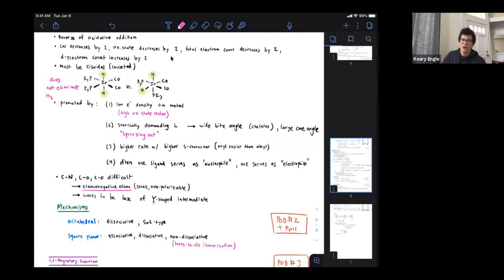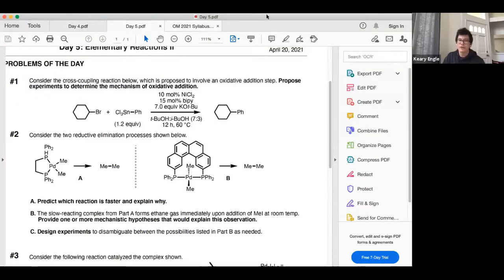Okay, so you have this poll, and the poll is to ask, in our problem of the day, whether A or B is going to undergo reductive elimination faster. Hopefully everyone can see this. Oh, there's a typo. There should be PH2. Sorry about that. Is everyone able to see these two structures, or do you have them on your computer?